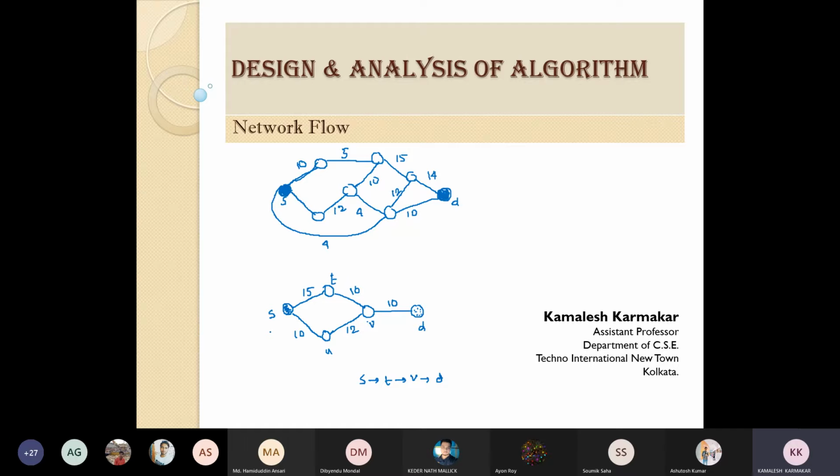Okay. Think again. This is a network. There is a single source. I'm repeating the question again. There is a single source and there is a destination or sink node, which is marked as D here. What will be the maximum flow in every second?